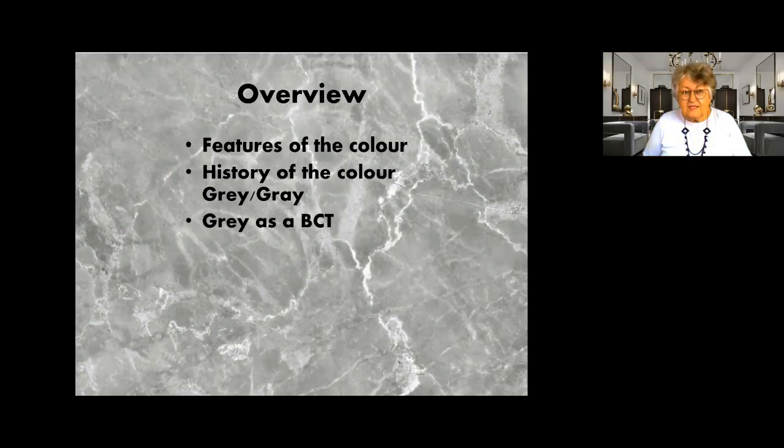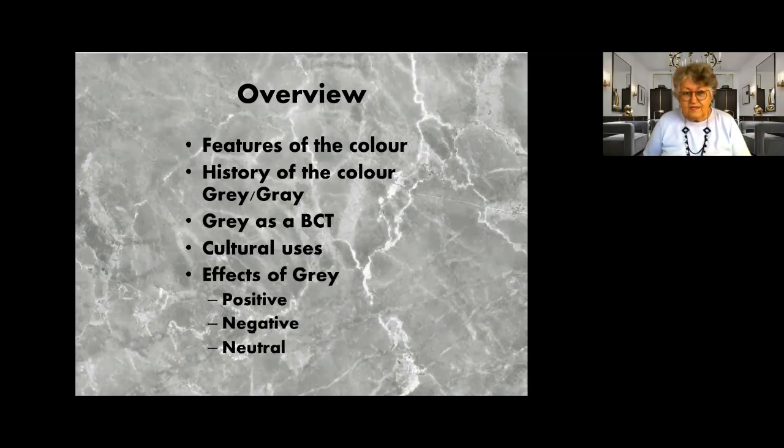Then we'll look at grey as a basic colour term, followed by its cultural uses, and then we'll examine the effects of grey, both positive and negative, but in this instance also the neutral effects of grey on the human being. Perhaps the most notable aspect of the colour grey is that it sits in the middle of the opposition between black and white, and as such it has some of the features of both. If you add a little bit of black to white, you almost instantly get into grey. If you add a little bit of white into black, you also almost instantly get into the grey zone.